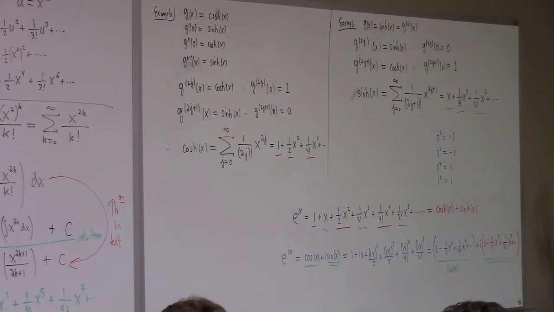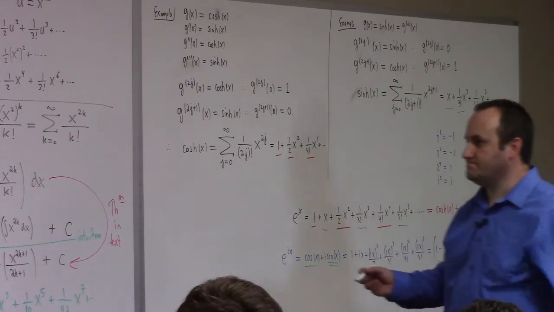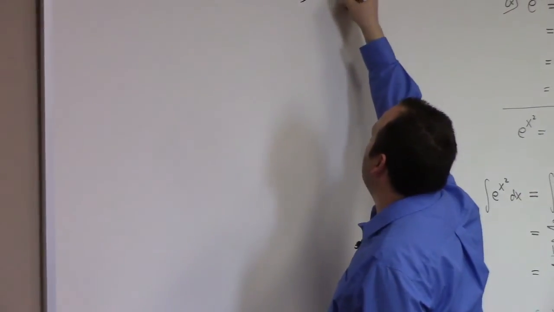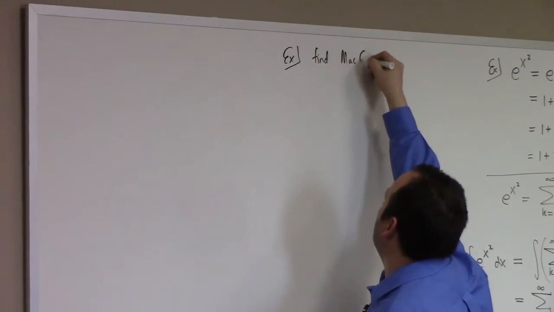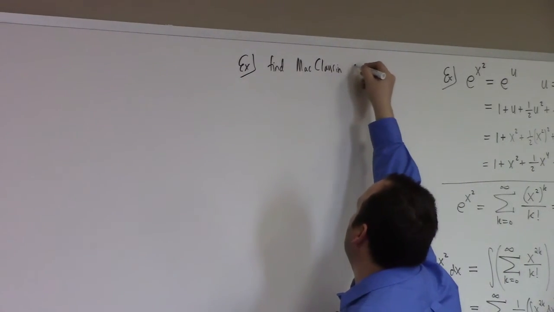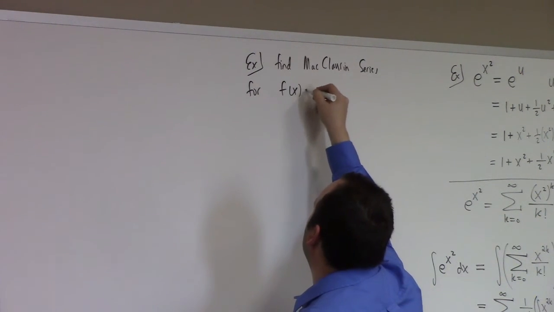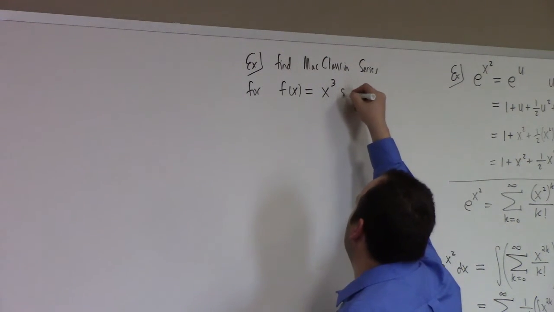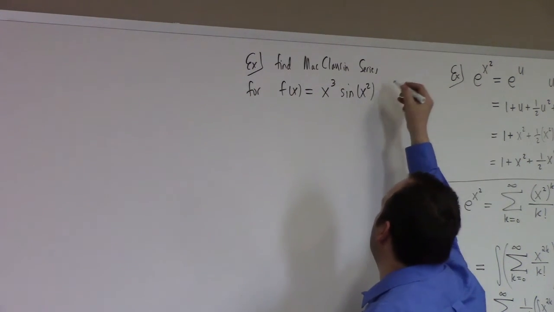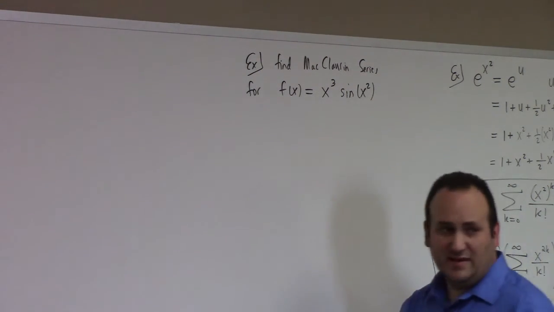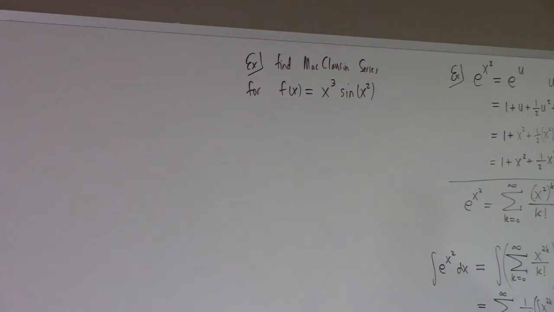Now, there's other things you can do. Like, what if you, for example, building off this example, wanted to find the Maclaurin series for f of x equals x cubed sine of x squared. I want to make sure I have about 10 more minutes to look at something with you guys, so I'm just going to cut this example somewhat short.